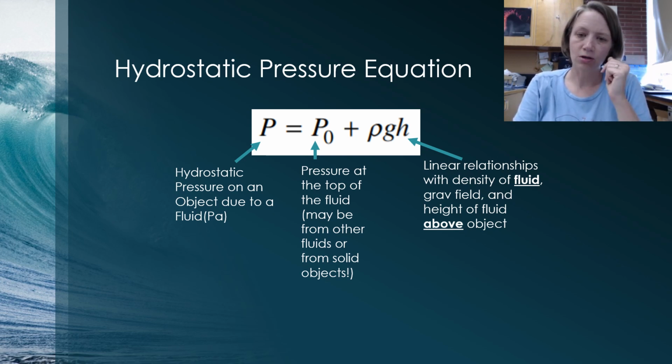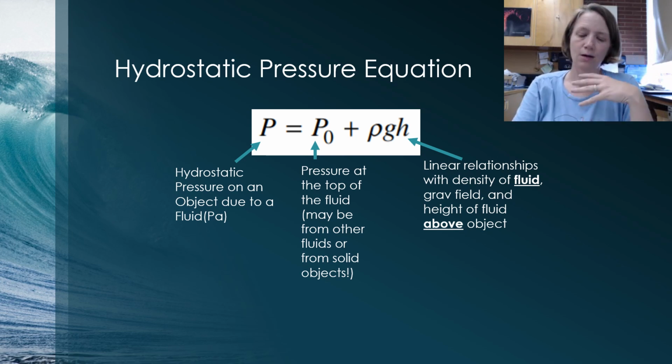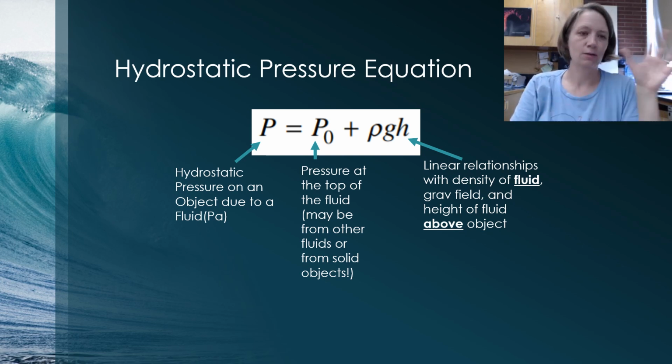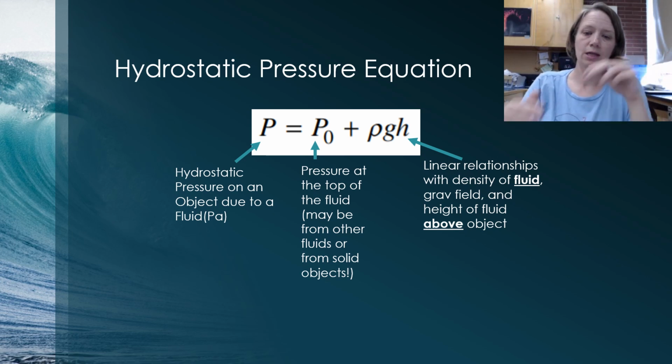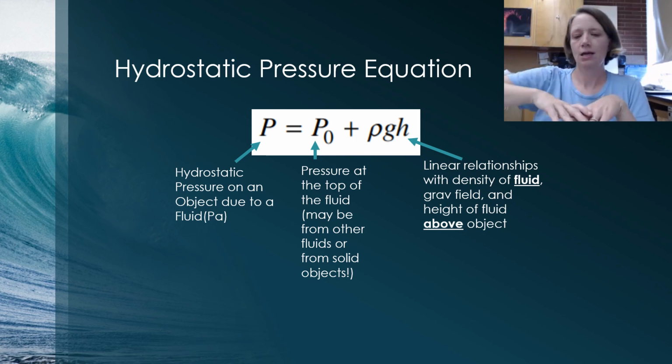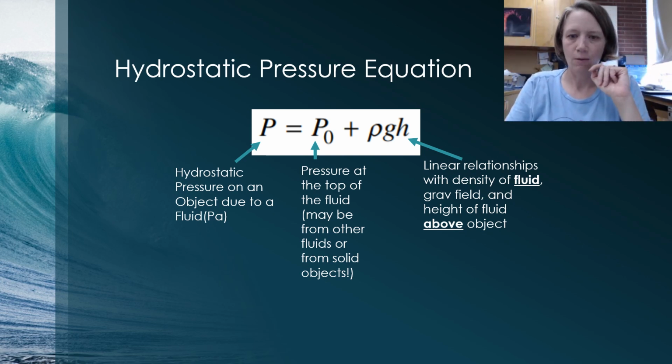A couple things are underlined in that definition because they're common mistakes. Sometimes people forget that rho is the density of the fluid, and they'll use the density of some other object nearby, so it's important to realize that this is all about the fluid. And then that h is notably the height above the object, not the height of the object from the ground. So you've got to be a little bit careful about that.